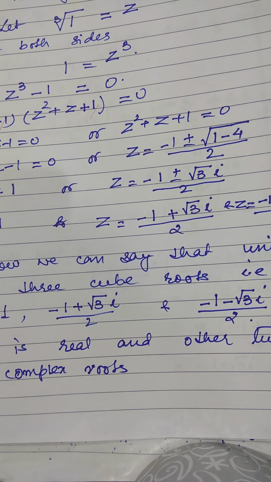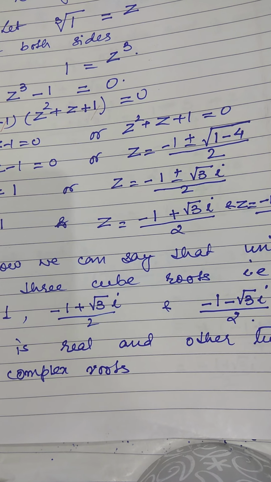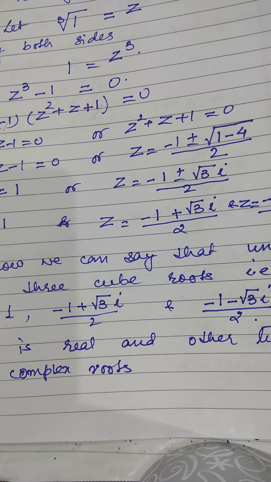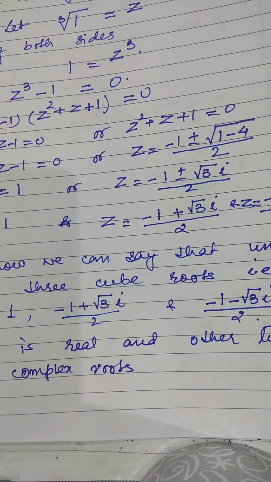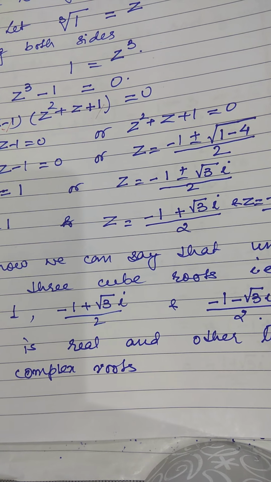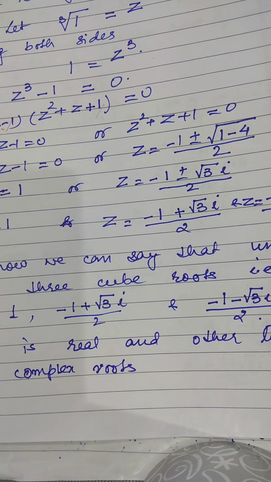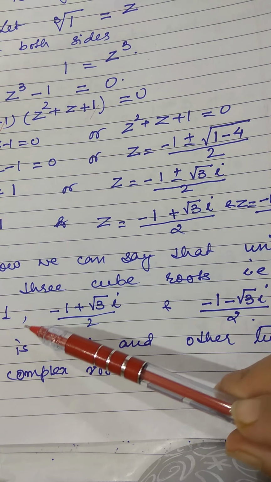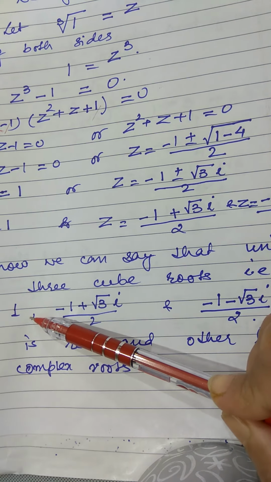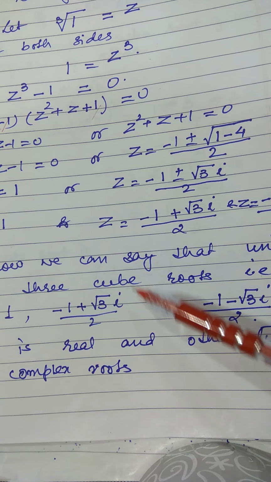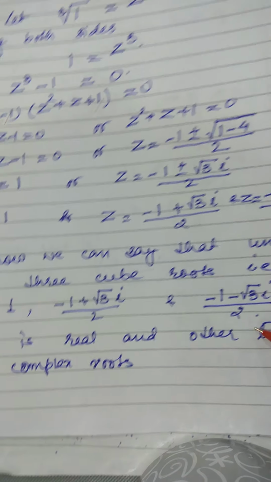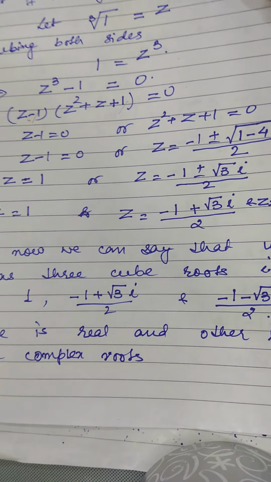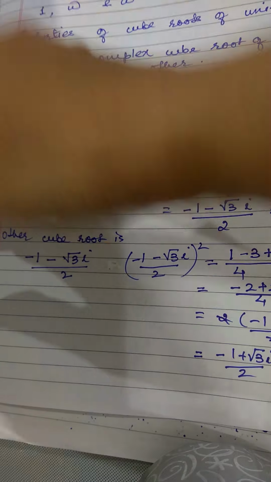So now you see 1 has got 3 cube roots. Till now you knew that the one cube root of 1 is 1. But now you have 3 cube roots of 1. One is real and the other 2 are complex. So the 3 cube roots are 1, minus 1 plus root 3 iota upon 2 and minus 1 minus root 3 iota upon 2. Now let's name them.